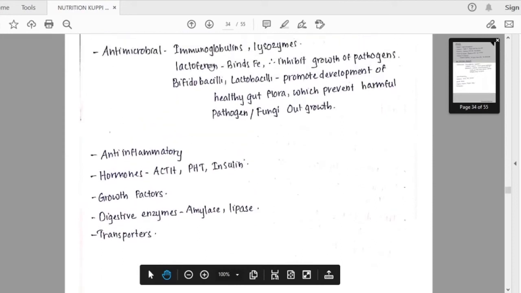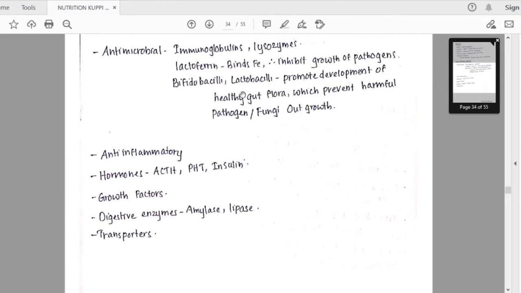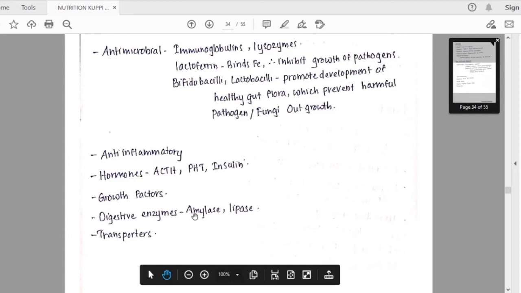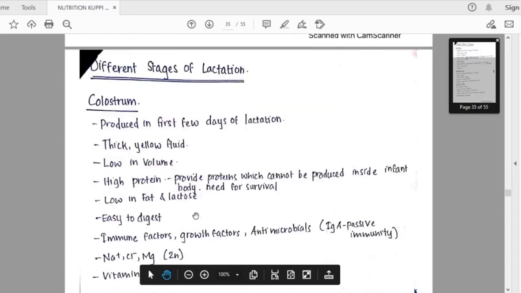So lactoferrin binds Fe and inhibits the growth of pathogens. Bifidobacilli and lactobacilli promote development of a healthy gut flora, which prevents harmful pathogen and fungi outgrowth. It also has anti-inflammatory components, hormones such as ACTH, PTH, insulin, growth factors, digestive enzymes such as amylase and lipase, and it contains transporters.